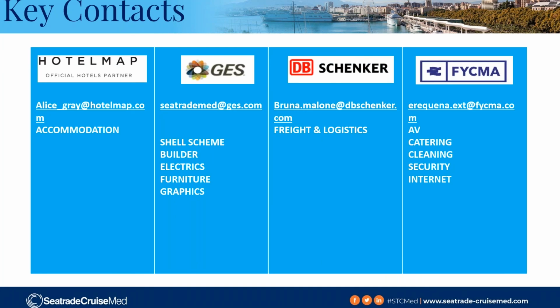Yeah, so this is just a final slide just to give you a rough overview of which of our suppliers are looking after what. So you can see Hotel Map is looking after accommodation, and those are contact details. GES is looking after all of our shell scheme build, the electrics, furniture and graphics. DB Schenker is our freight and logistics partner, and the venue is looking after everything else: AV, catering, cleaning, security and internet.